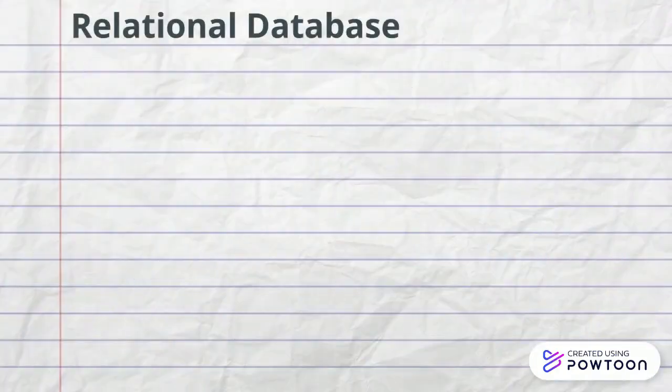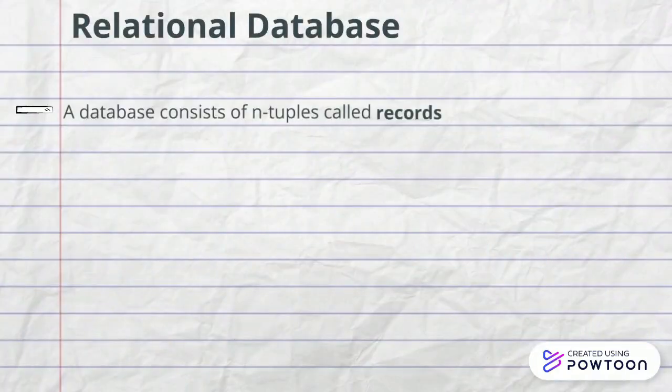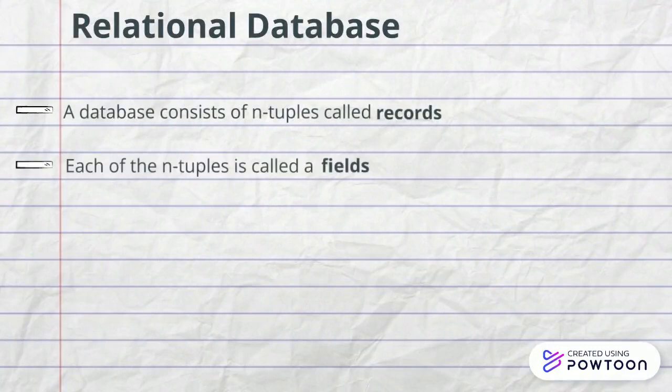For a relational database, a database consists of n-tuples called records. Each of the n-tuples is called a field. Fields are entries to the n-tuples.